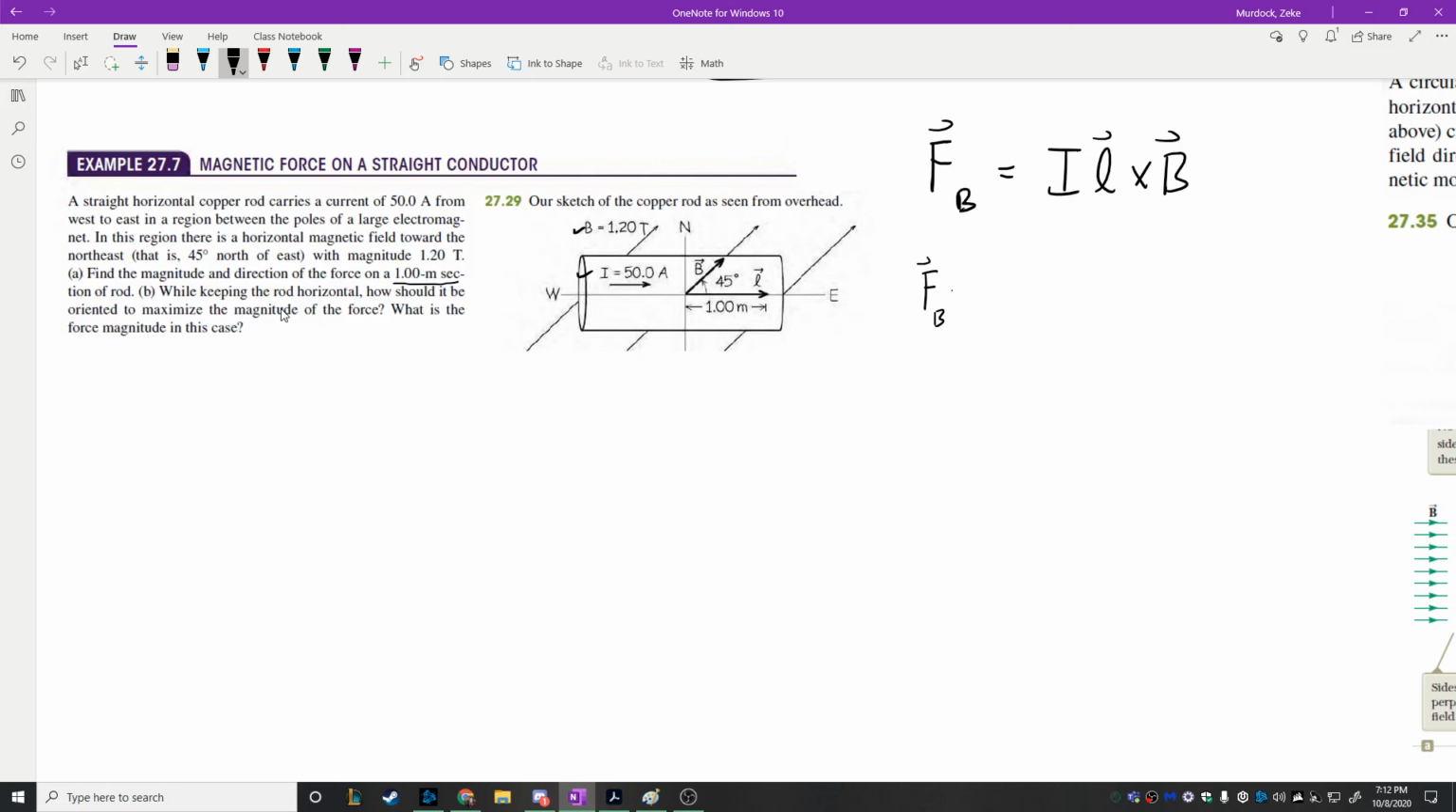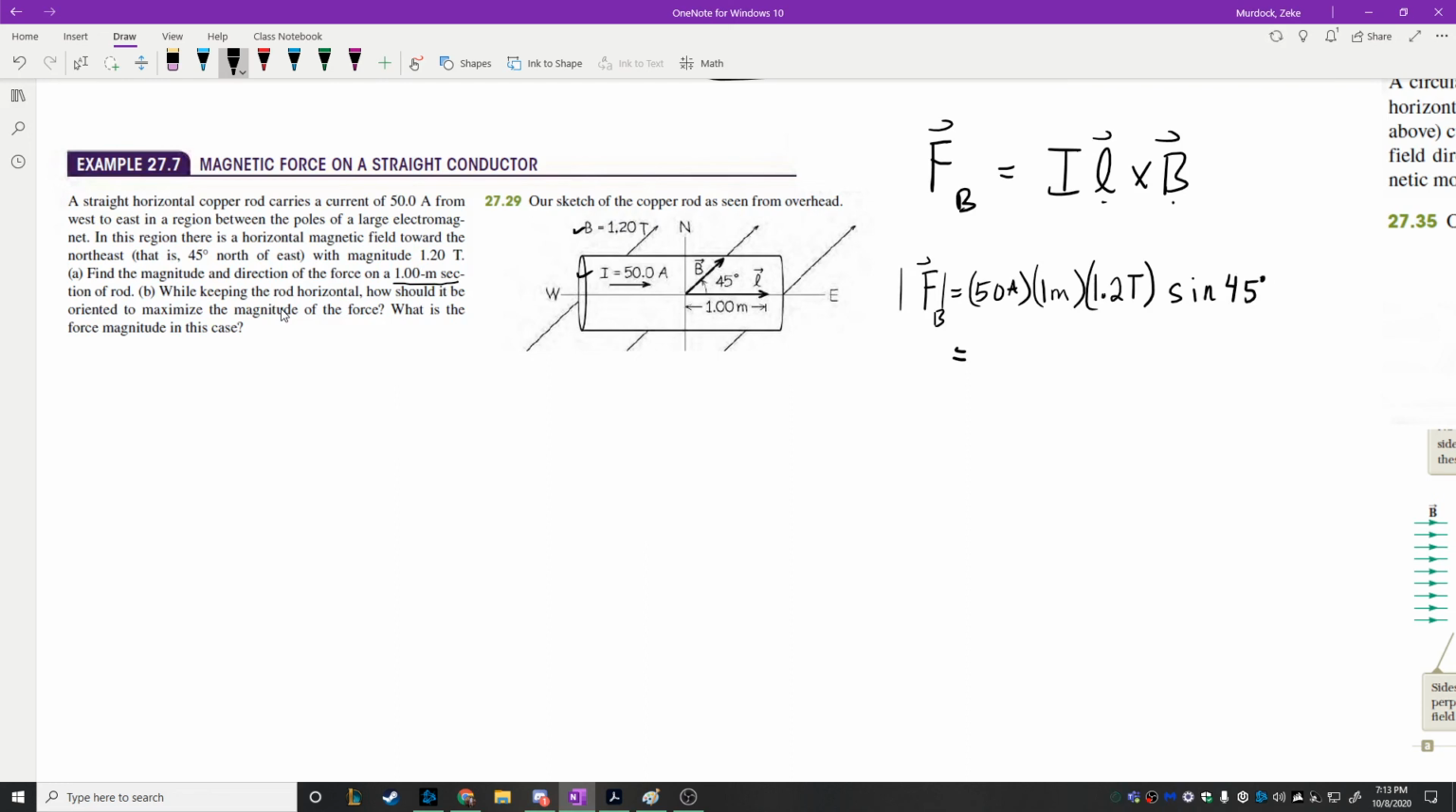You just take the current, you plug that in, 50 amps. It's the rate at which the charges are moving through. And then you multiply by the length, which is a meter. Multiply by the size of the magnetic field, which is 1.2 Tesla. And then we multiply by the sine of the angle between this vector and this vector. That's what the cross product tells us to do. This will not give us the direction. It'll give us the magnitude of the force. So sine of 45 degrees.